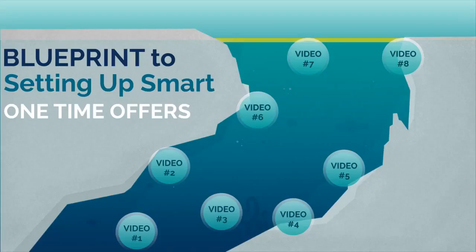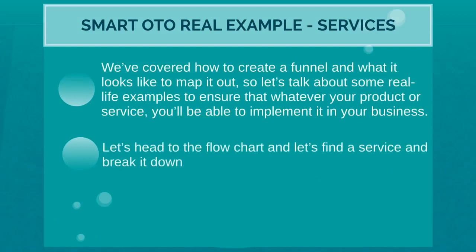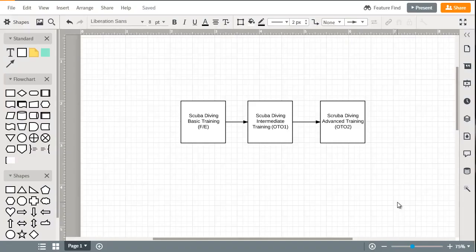Okay, so this is video number 7, and we're going to talk about, similar to what we talked about in the previous video, how to map out a product funnel that is just for services. So let's head on over to the flow chart and find a service and break it down. Let's use the previous example with the scuba diving, but instead of a product or a course or information product, let's talk about a service.